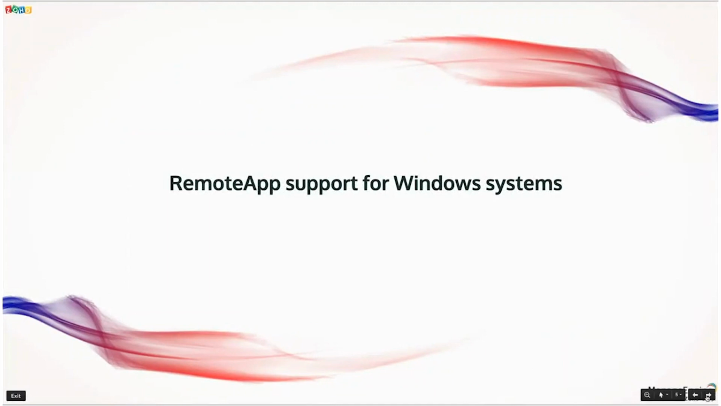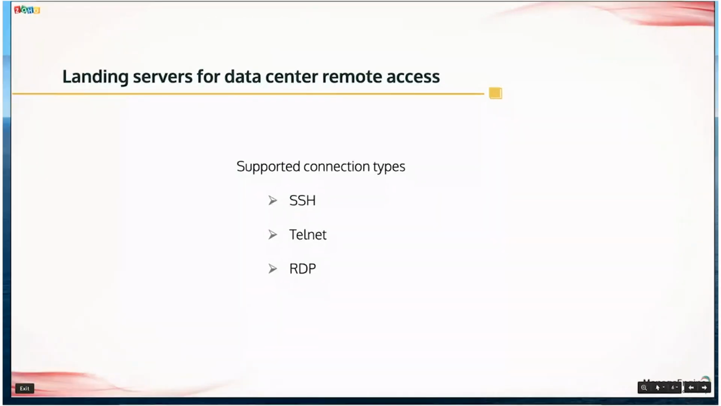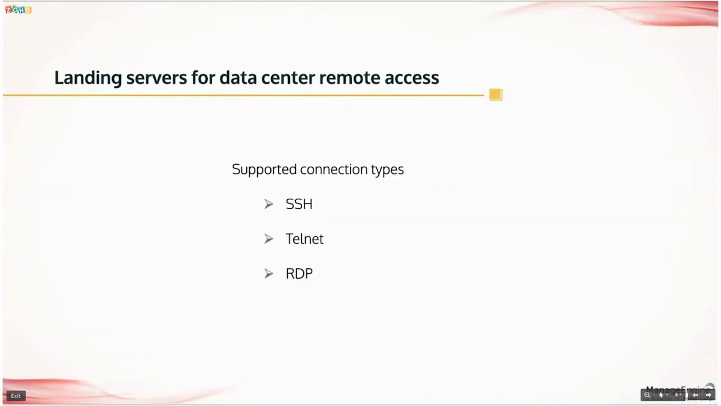The next functionality which is introduced is landing servers for data centers, right? Typically, data center limits direct access to remote devices via SSH, Telnet, and RDP connections. Hence, data center admins working remotely first connect to the landing server and then hop to the target system. Admins can decide on whether to take a single hop or multiple hops before connecting to the target devices.